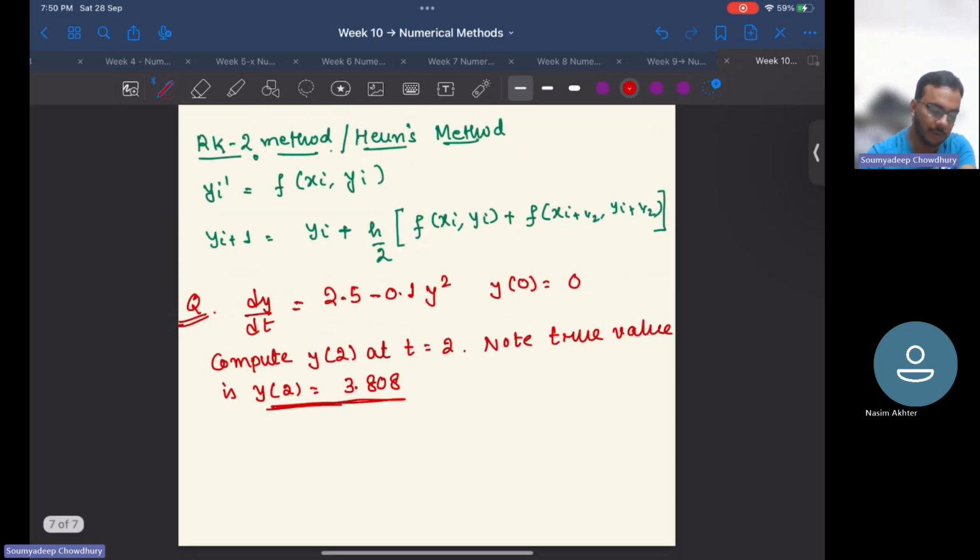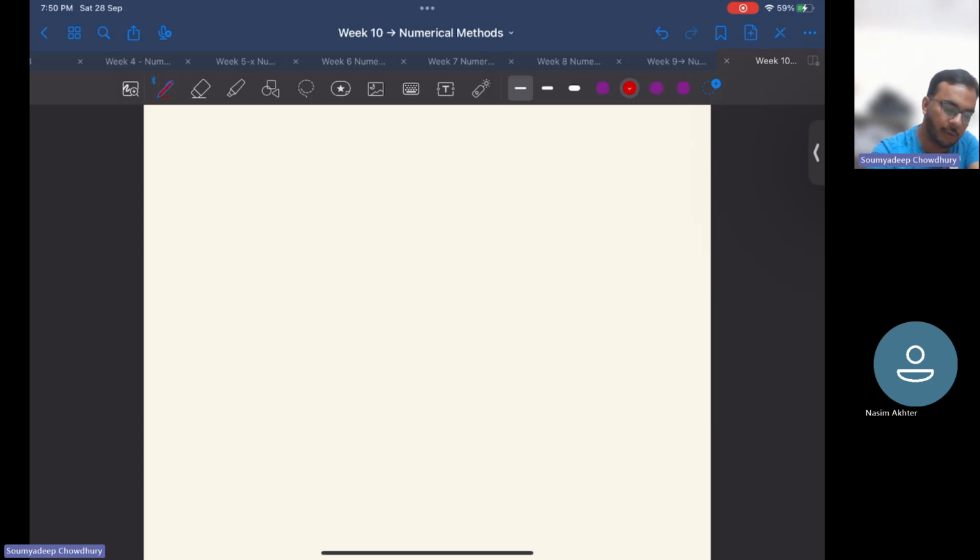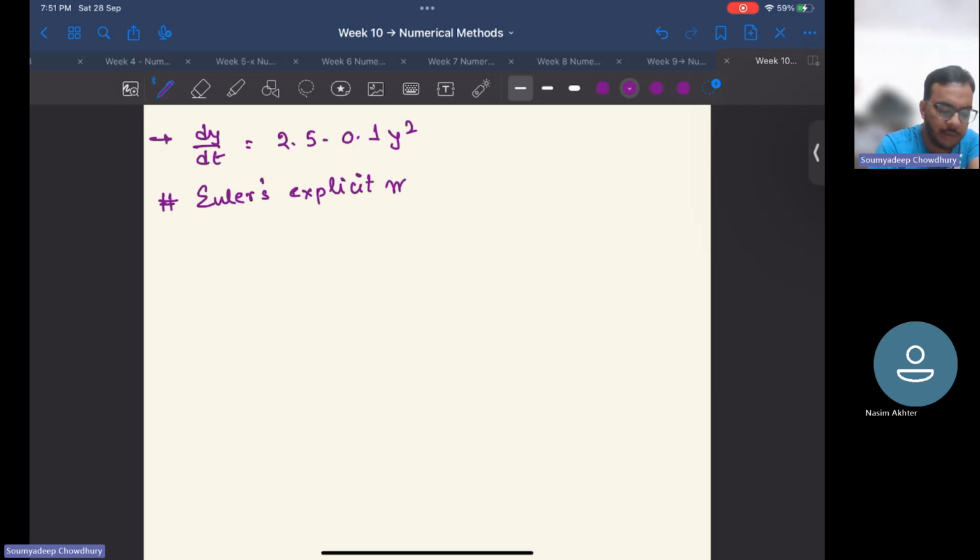So first we'll try to solve it using Euler's equation. Okay. So this is the equation dy by dt, 2.5 minus 0.1 y. So here we will solve it using different values of h and we'll see which one is more accurate. Okay. So first we will solve using Euler's explicit method. So first we will see h equal to 0.5.